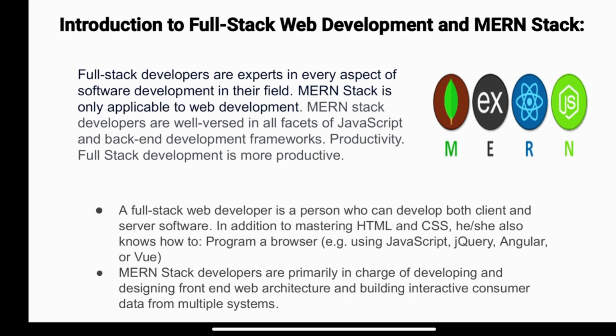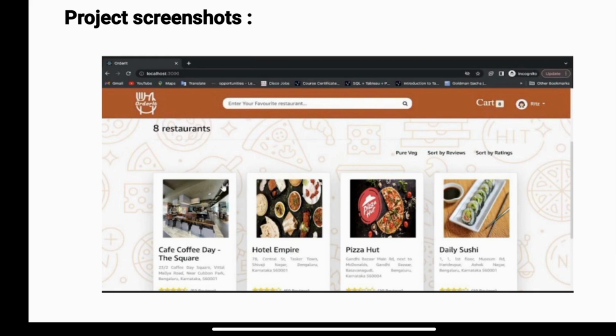A full stack web developer is a person who can develop both client and server software. In addition to mastering HTML and CSS, he or she also knows how to program a browser, for example, using JavaScript, jQuery, and Angular or Vue. And then MERN stack developers are primarily in charge of developing and designing front-end web architecture and building interactive consumer data from multiple systems.